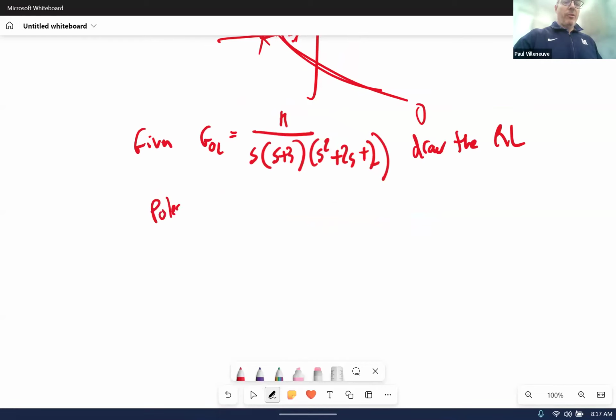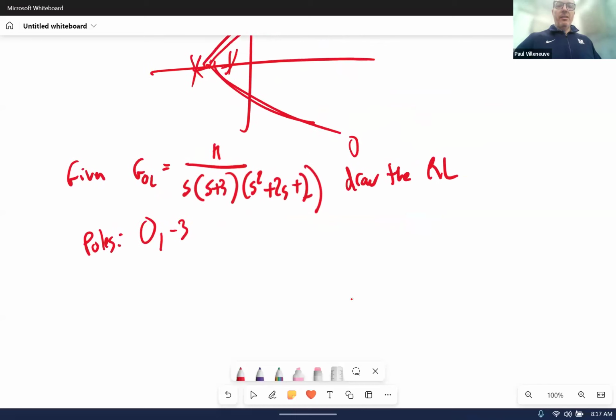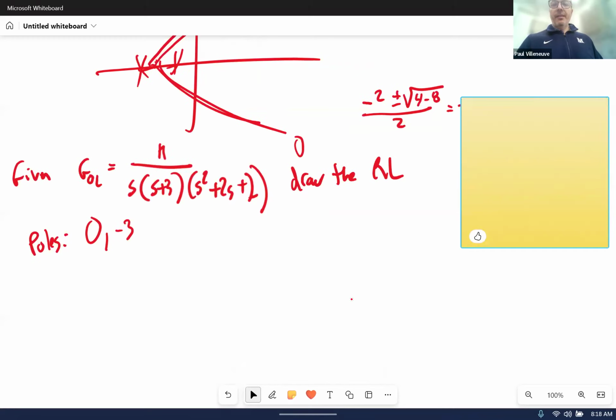All right, so the very first thing you should do, this is just my approach, what are the poles? I know I got one at 0. I got one at -3. This one, I don't have it, so I'm going to do the quadratic equation first. So negative b plus or minus the square root of b squared minus 4ac all over 2a.